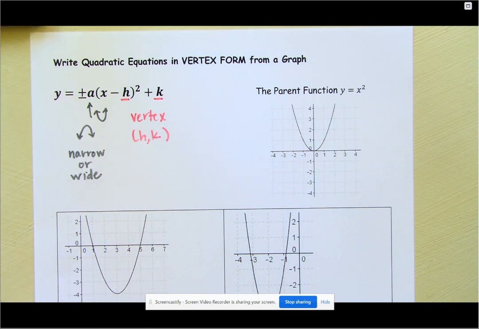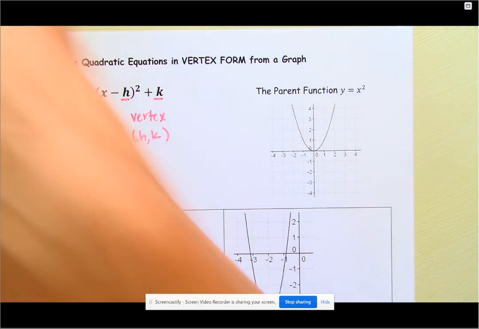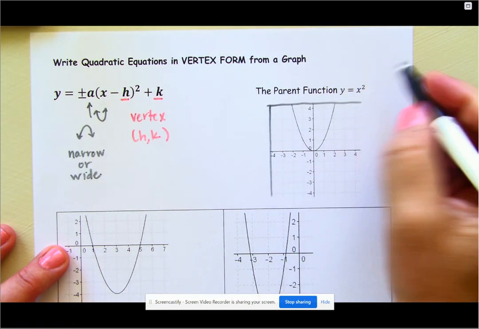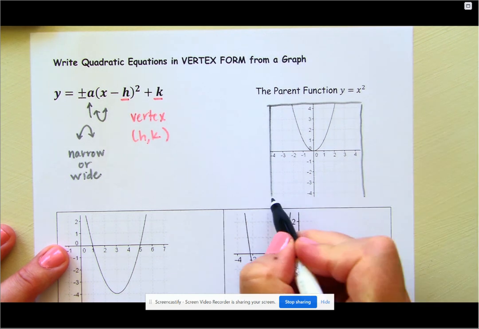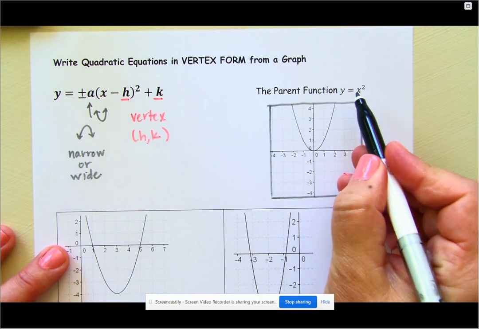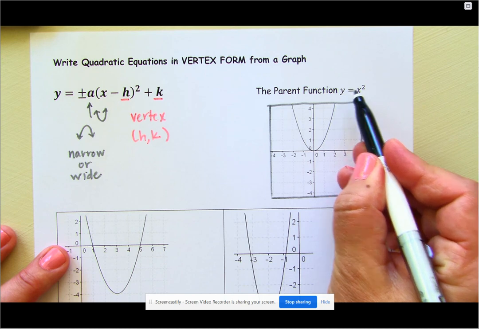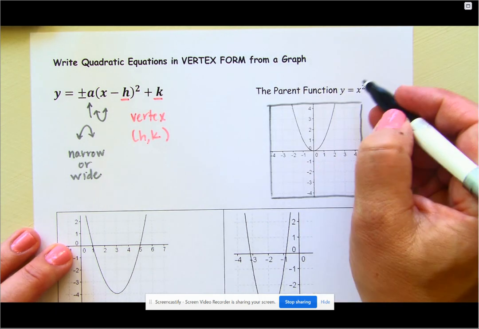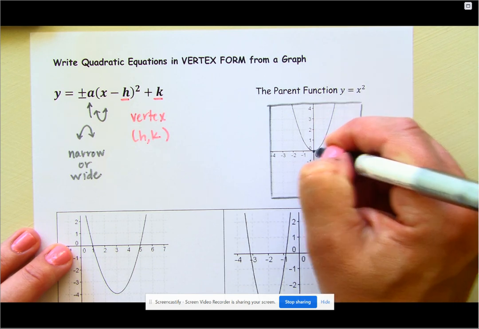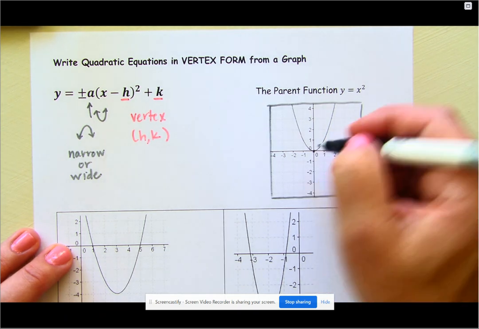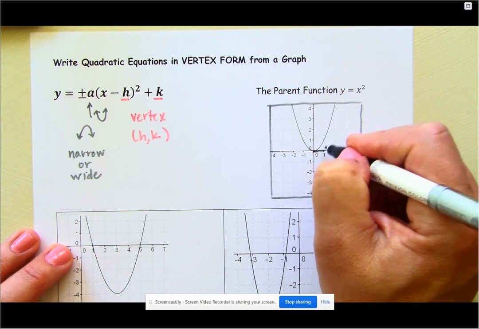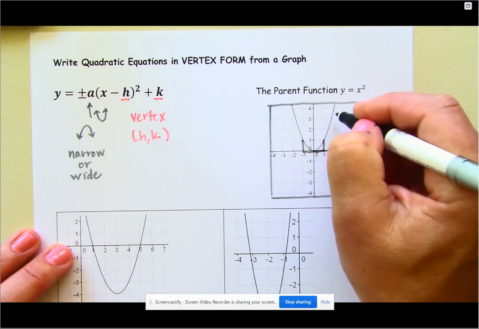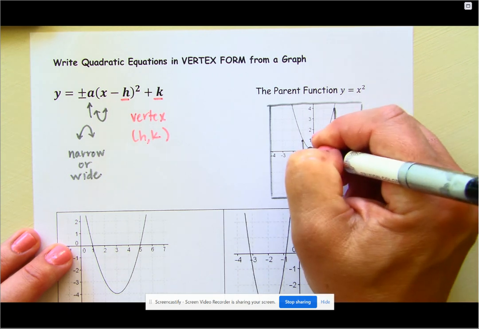and talk about how we could go backwards. We want to always remember the parent function. The parent function is just y equals x squared. So the a value is 1, and h and k are 0, 0. The parent function of a quadratic is centered at the origin, or 0, 0. And then the pattern is, if you look, out 1, up 1, out 2, up 4, and you can't see the other one.